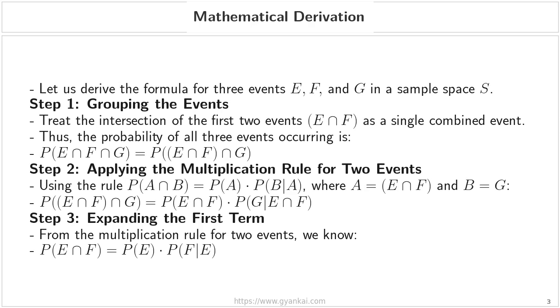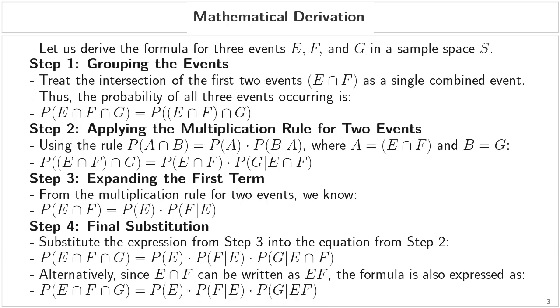In step 3, we need to expand that first term. We already know from our previous studies that the probability of E intersection F is simply the probability of E, multiplied by the probability of F given E. Finally, in step 4, we perform the final substitution. We take the expression we just found in step 3 and plug it back into our equation from step 2.